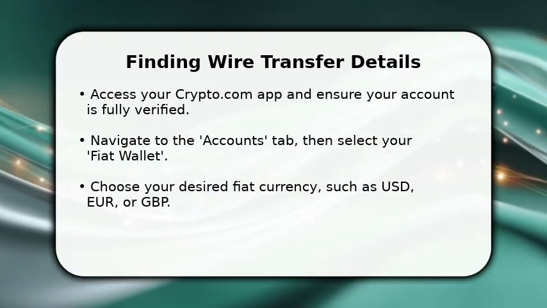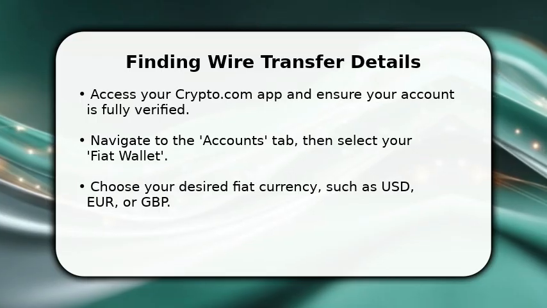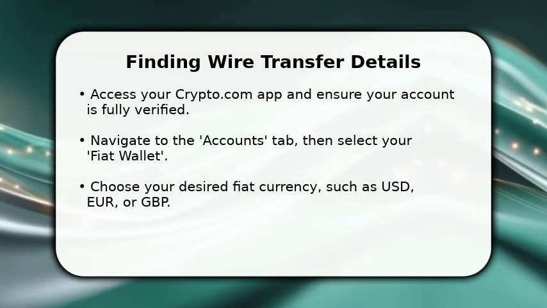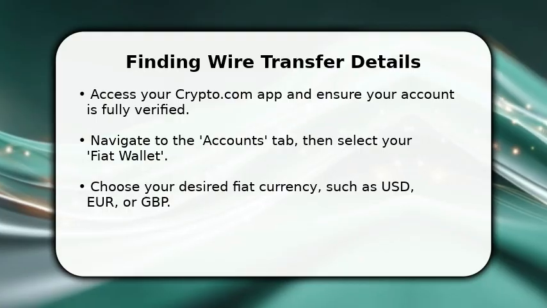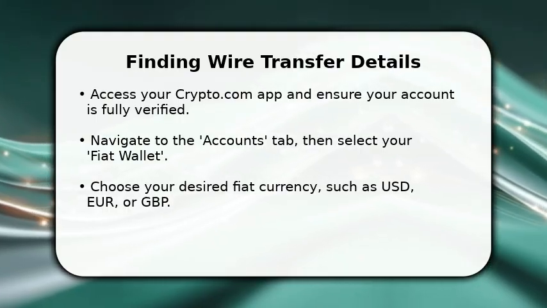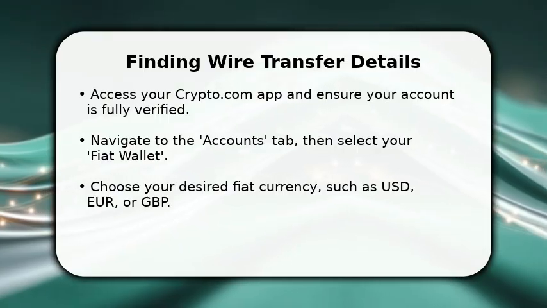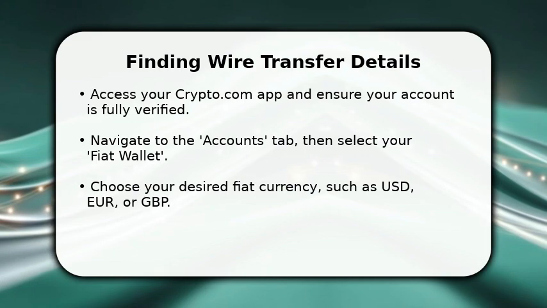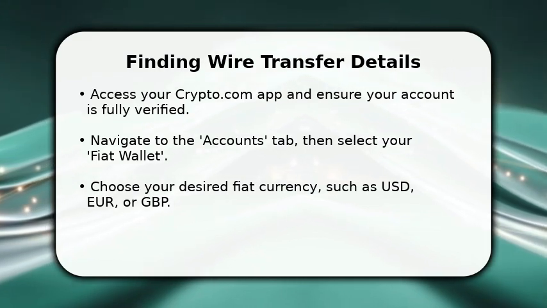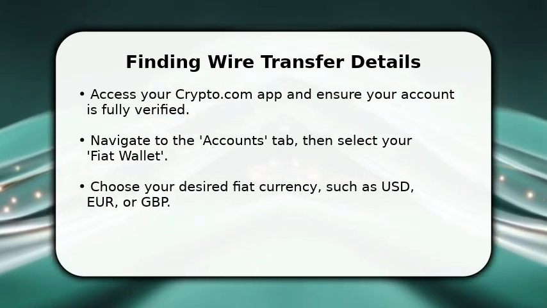Next, open the Crypto.com app and tap on the Accounts tab at the bottom. From there, select your fiat wallet and choose the specific fiat currency you wish to deposit, like US dollars or euros. Finally, tap Deposit, and then select the wire transfer or bank transfer option to proceed.